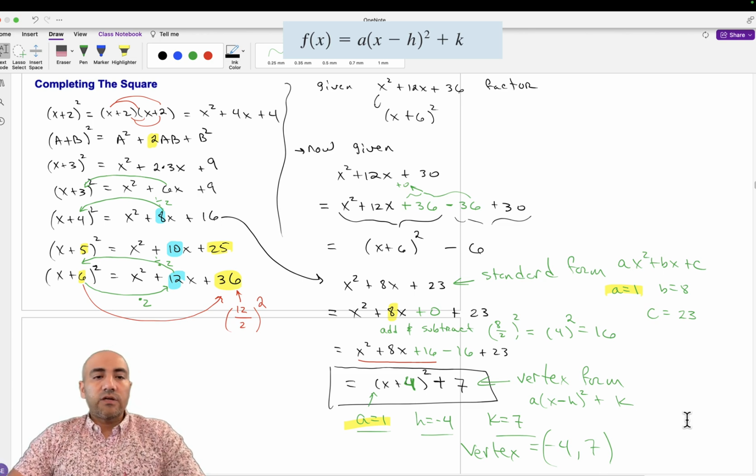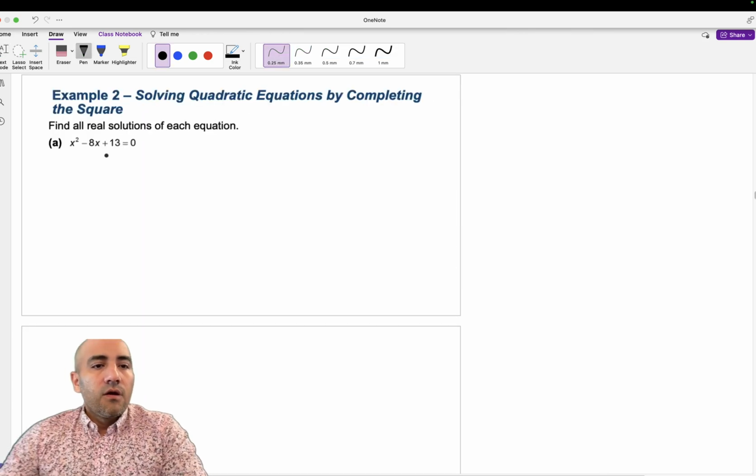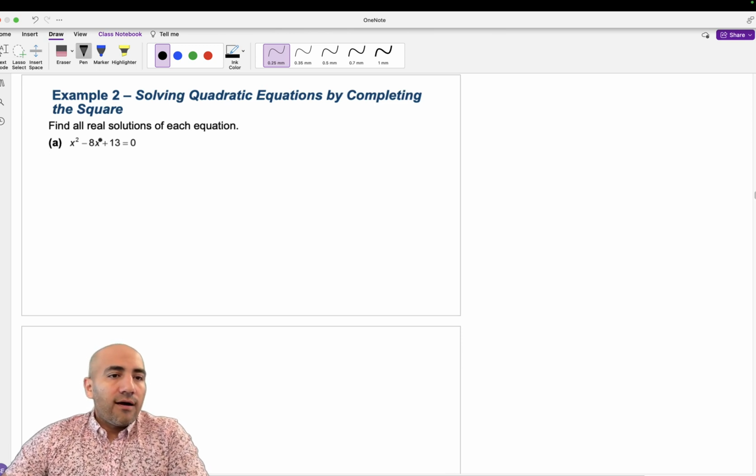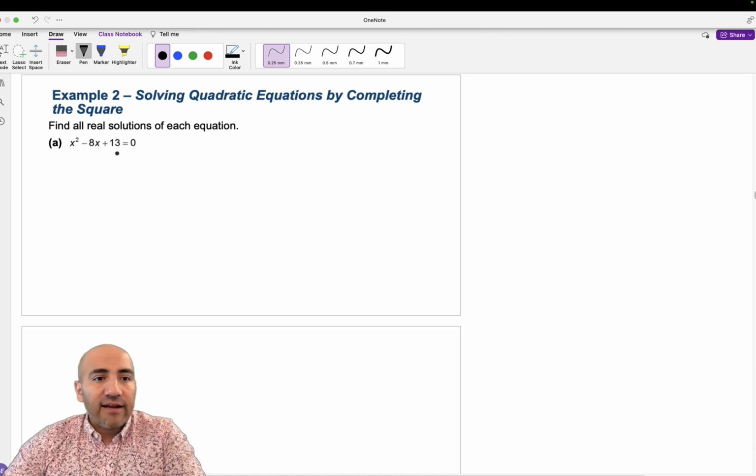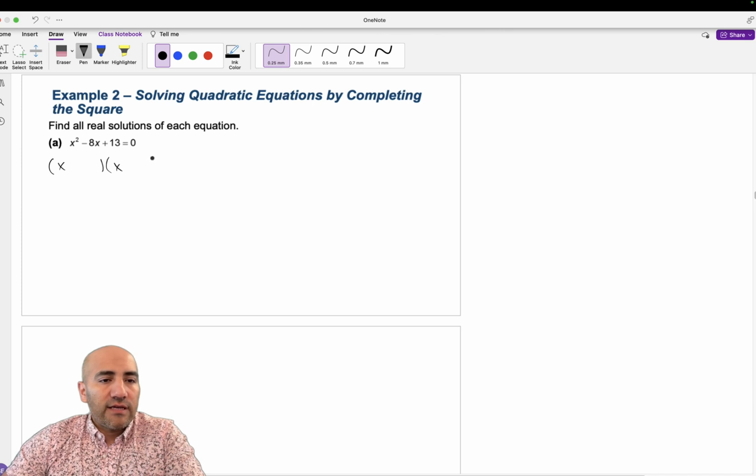Okay, let's do a couple more examples. Okay, first example. Find all real solutions to this equation. All right. So first we try and factor it. Find two numbers that multiply to 13 but add to 8. Okay, so maybe you'd think, how about x, x? First thing I do, figure out if it factors. Two numbers that multiply to 13. Well, 13 is a prime number.